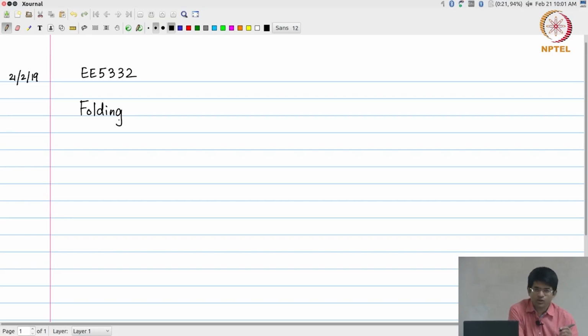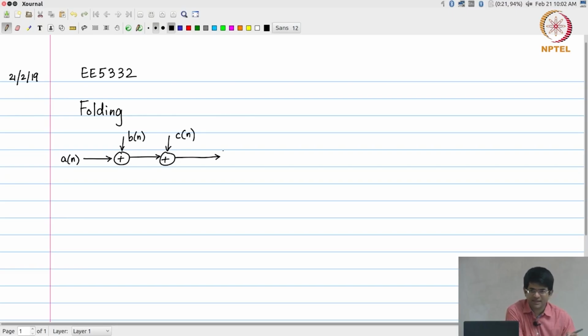Okay. So what we are going to do today is to look at a couple of more examples of folding, or rather go a little bit deeper into how the folding can be implemented in practice. So to start with, I am once again just going to review the example that we took up yesterday, which is just adding three streams together. So A, B and C are three streams of data, meaning that they are sampled sequences of data. I want to add all of them together, first A and B, and then add that result to C and generate y of n.